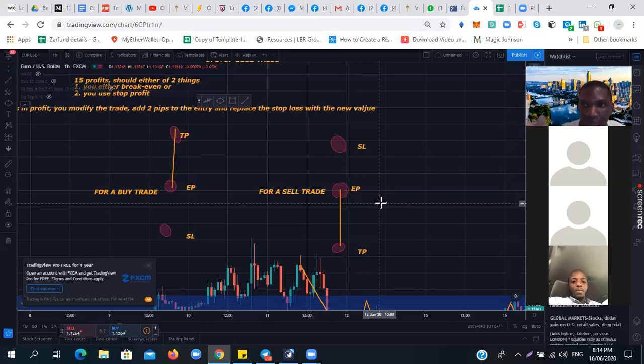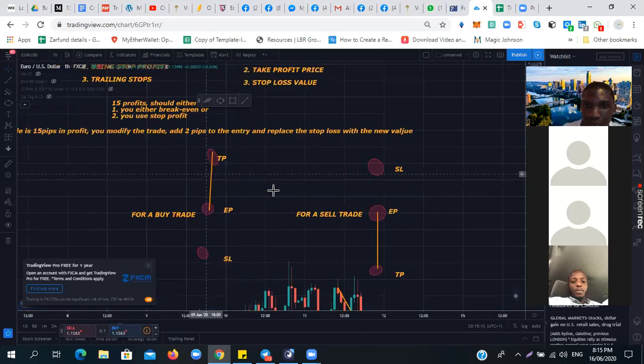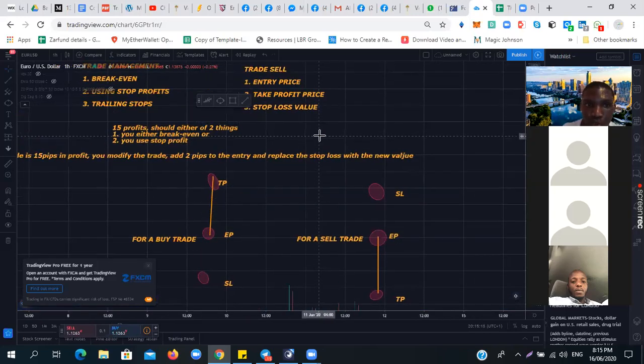You can use 3. You can use 5. But it's advisable to use 2, so that you allow your trade room to move. Since you are 15 pips in profit, if you lock in 2, you have a 13 pip allowance for your trade to move up and down before it gets to your take profit. I hope I answered that question. Yes, thank you. Great. That's how to do stop profits, and those are two ways you manage your trade.